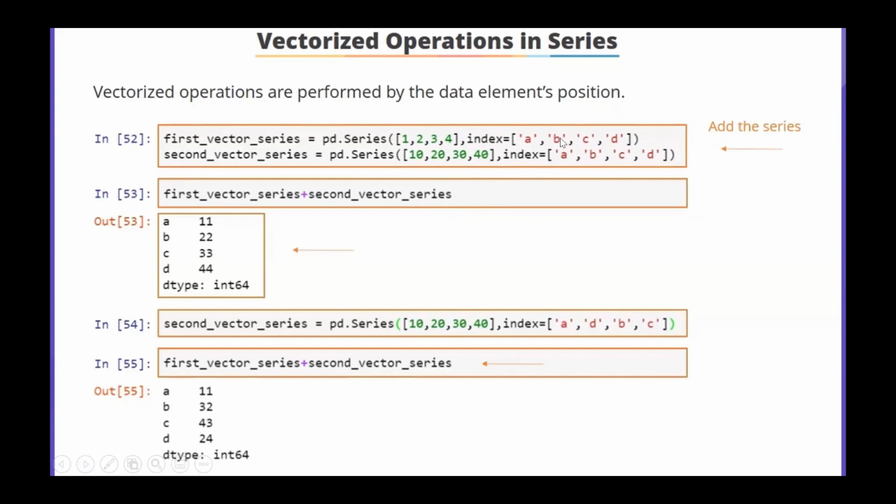So just try out the first one and second one, give the same index and do the simple addition, plus sign. And with this plus sign, we are able to create a new series that is the sum of these two values.